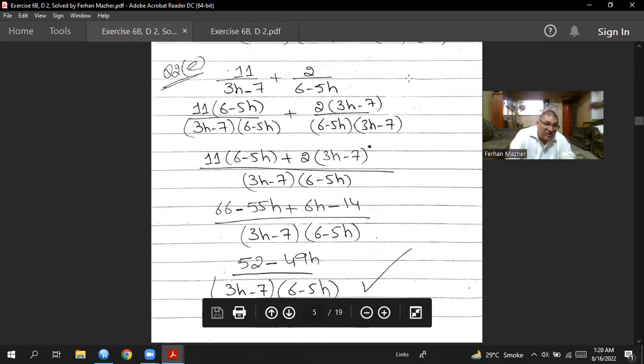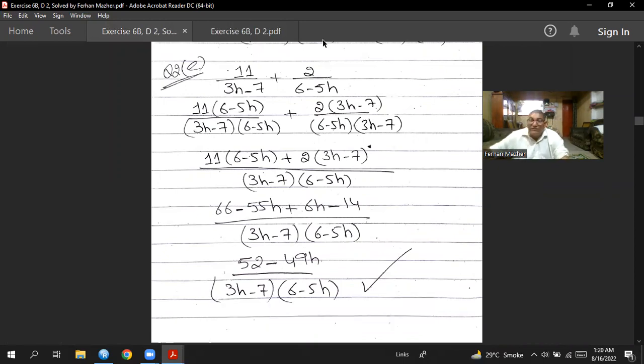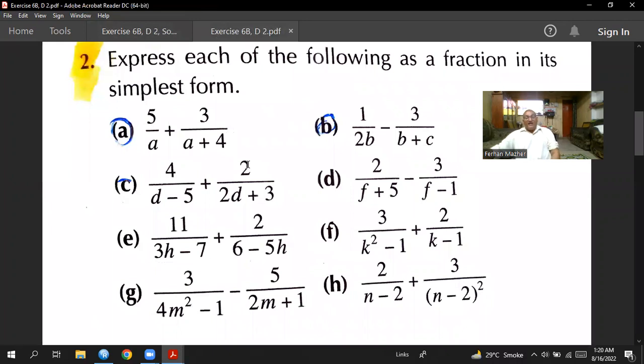So the whole question, question number 2E part, is showing up on your screen. You can pause the video, take your time with this question. Okay, so question number 2 and its F part, it says 3 divided by k square minus 1 plus 2 divided by k minus 1.